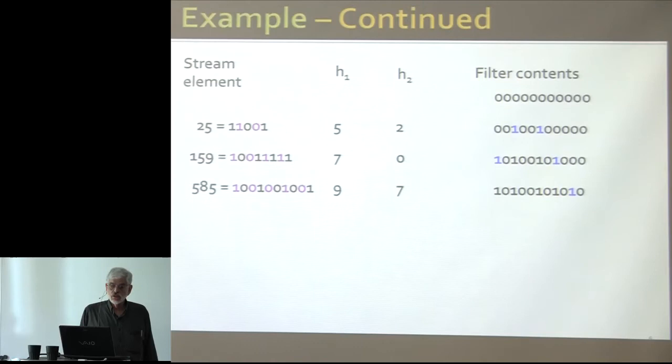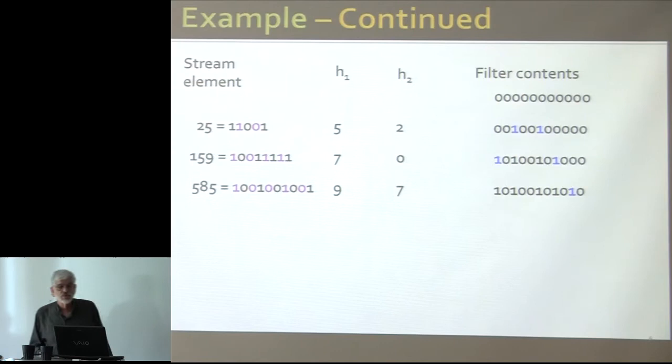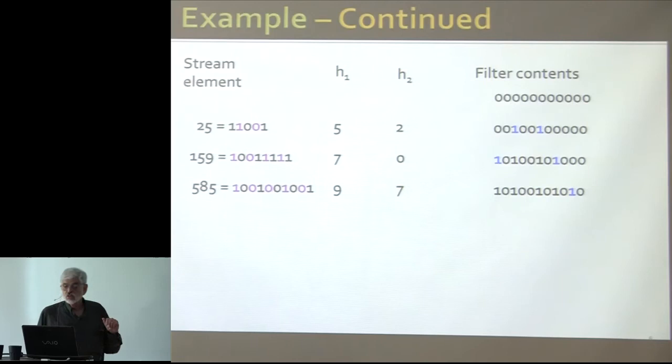Here's the next stream element. Again, we do the arithmetic. The black gives you 9. The red is 10010, which is 18. 18 modulo 11 is 7. So bits 9 and 7 get set. Well, 7 was already set to 1, so you don't set it again. Or you can, it doesn't matter. And now bit 9 is set. So 5 of the 11 bits wind up being set.